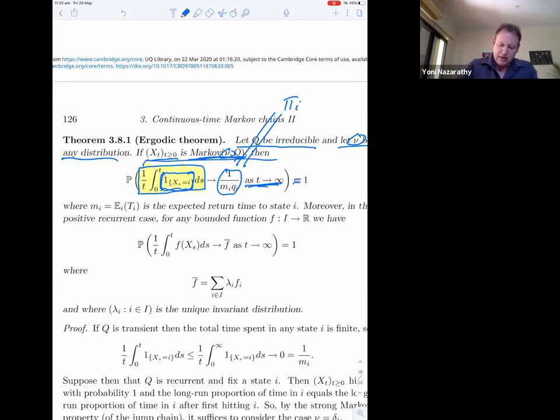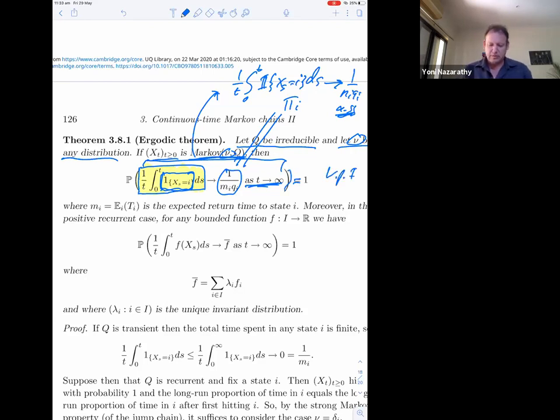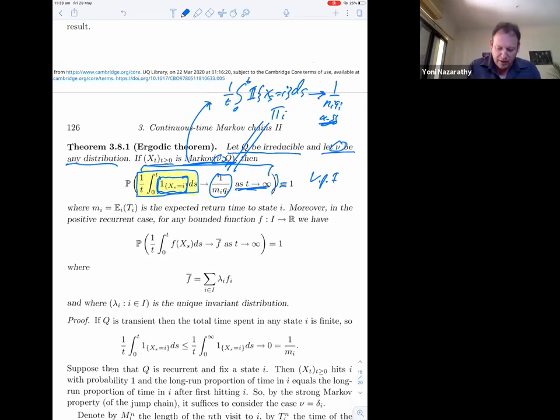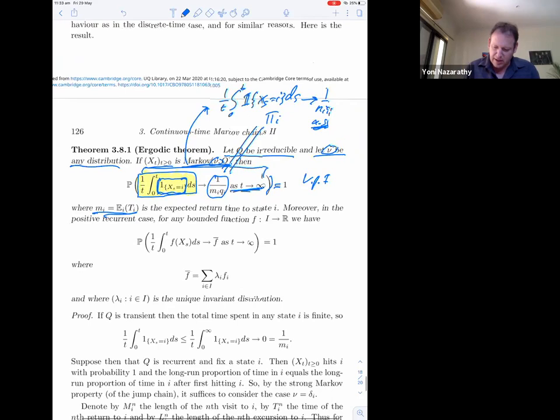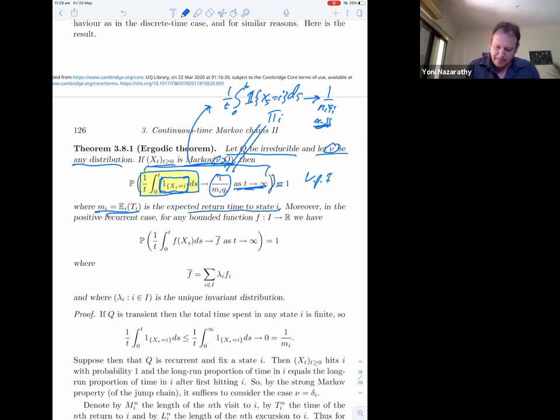In the measure theory videos, you'll see that you could have written this as 1 over t, integral from 0 to t, indicator X_s equals i, ds, converges to this constant 1 over m_i q_i almost surely. To say that something happens almost surely means it happens with probability 1, or you could have written WP1, where m_i is the expected return time to state i. And that's the first part.